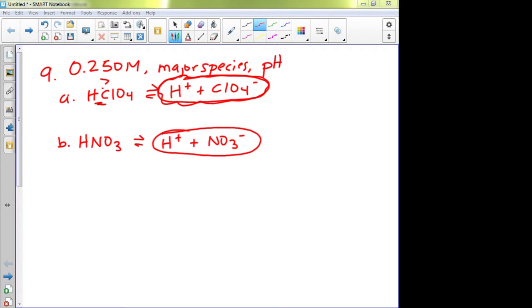You see that? So basically, if it is a strong acid, your products are your major species.